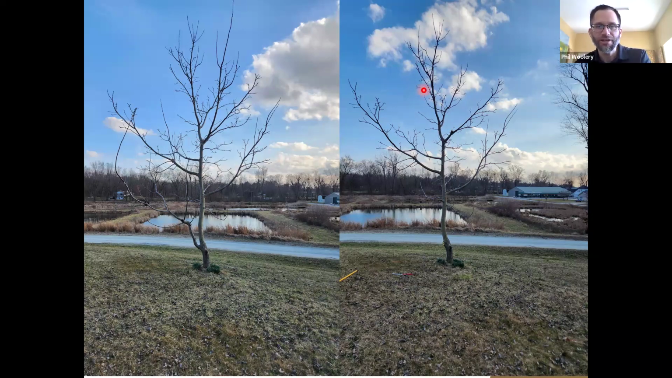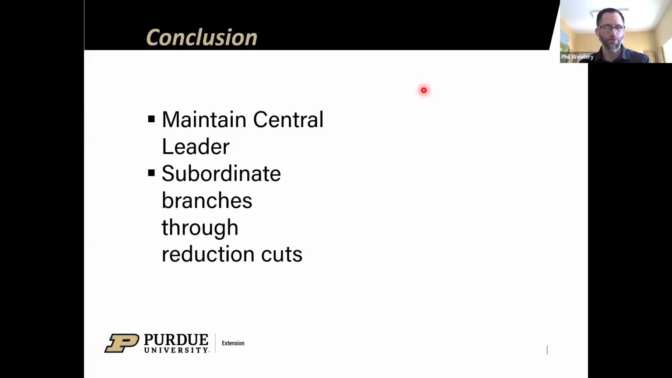So it's progressing nicely. Wrapping it up, the big thing when you're looking at these young trees, if you planted, is that we want to maintain that central leader. We can use different tools to subordinate branches and fix things through those reduction cuts, which I demonstrated, and also removal cuts to maintain those. But that's how I go about pruning on those.